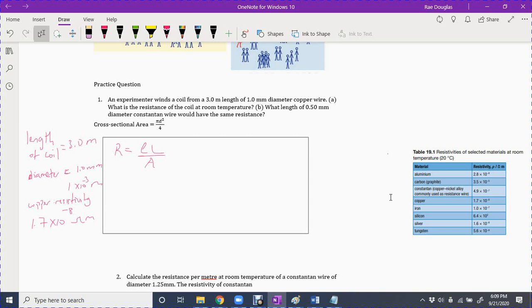Now, the cross-sectional area for a circle is pi r squared. Let me just write it. So cross-sectional area, I'm going to shorten this to cross area, is pi r squared. Now, if we can recall, a diameter is twice a radius. So one radius is equal to half of a diameter. So r is equal to d upon 2. We can go ahead and replace r in our equation for cross-sectional area. So we're left with pi times d upon 2, all of that squared. Pi d squared, all divided by 4.